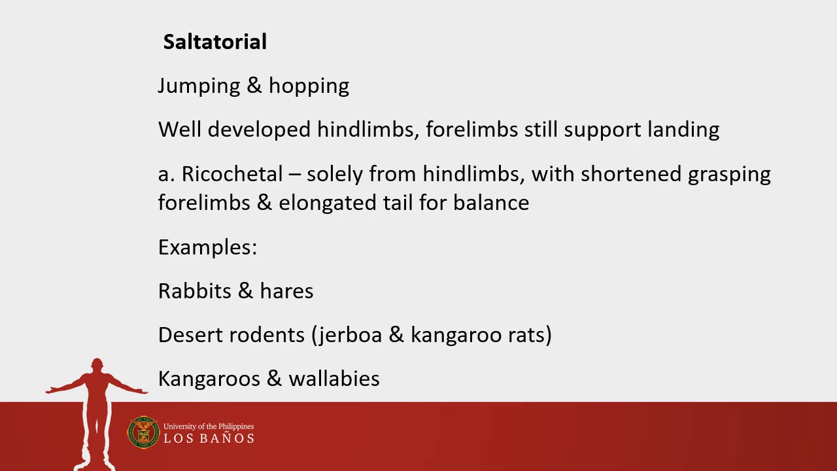Saltatorial locomotion is movement based on jumping or hopping. Because it is a mostly bipedal form of movement, the hind limbs are often highly developed, longer and very muscular in those species that use it. Ricochetal locomotion is solely from the hind limbs, with shortened grasping forelimbs and elongated tail for balance. Examples are rabbits and hares, desert rodents such as jerboa and kangaroo rats, kangaroos, and wallabies.